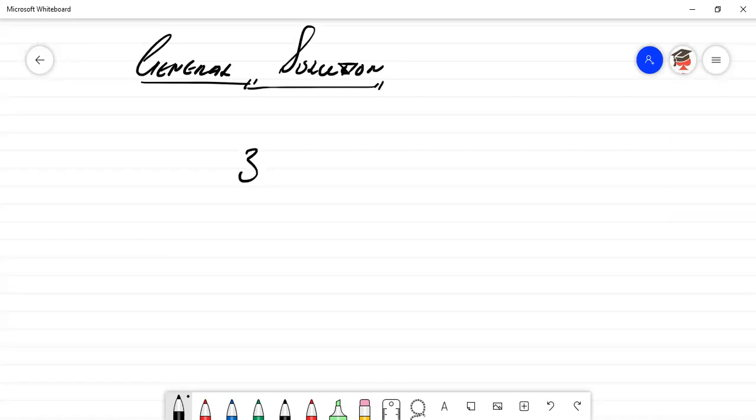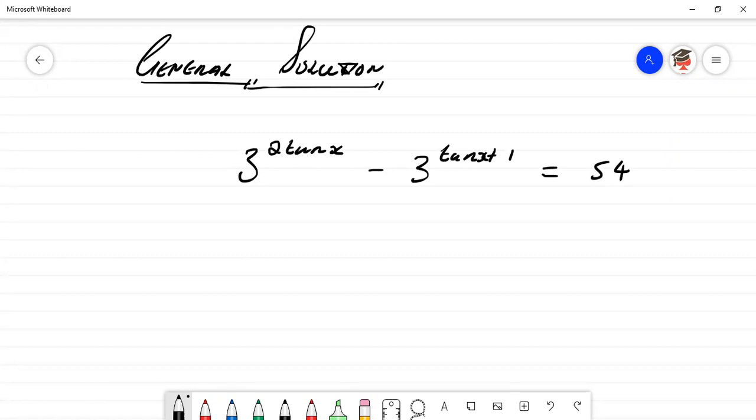It was 3 what? 3 to the power of 2 tan x. Yes. Minus 3 to the power of 10x plus 1 is equal to 54.